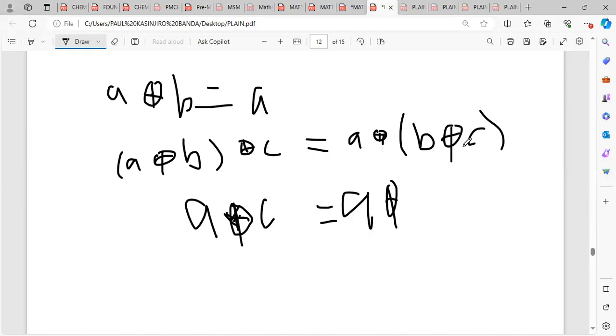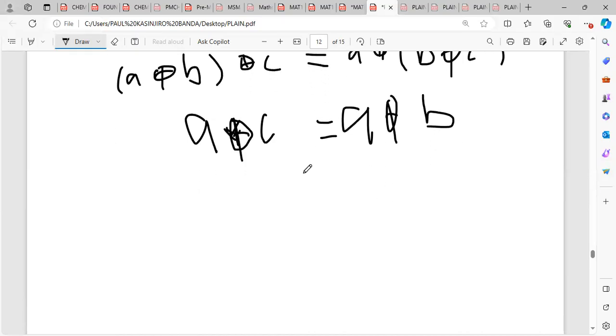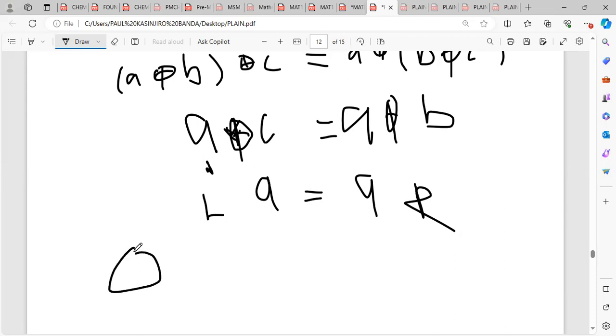Then here we have B cross circle C. According to this, we just get the first one there, so we are going to get B there. And then here, A cross circle C, we're still going to get A, which is the first one, is equal to, even there, A cross circle B, we're still going to get A. So you can see that the left-hand side is equal to the right-hand side, meaning indeed this symbol there is associative.